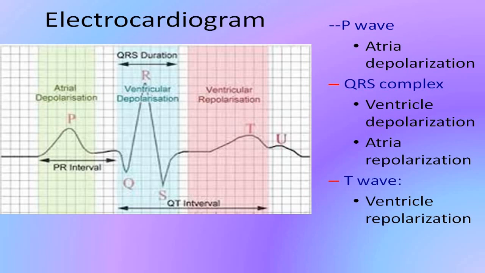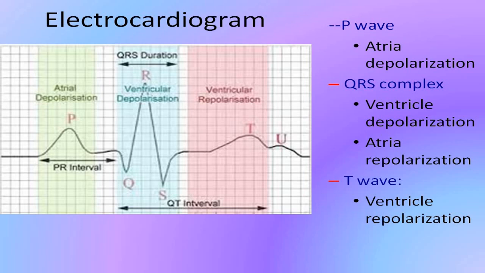Depolarization is when the electrical system of the heart stimulates myocardial cells. Myocardial are the muscles of the heart. So when the myocardial cells of the heart are stimulated due to electrical impulses, depolarization occurs, resulting in a contraction of the stimulated heart muscle. So depolarization results in the contraction of the chambers of the heart.